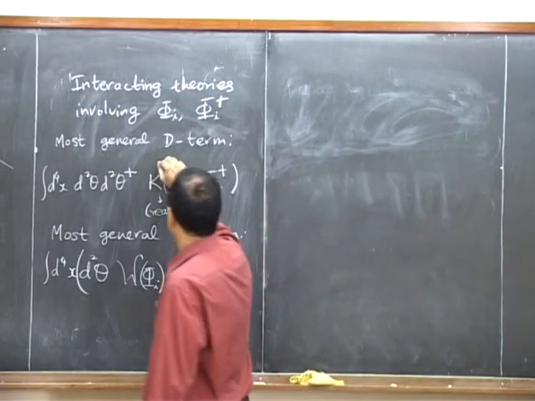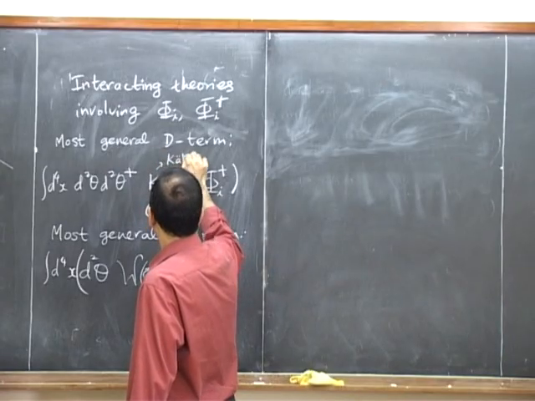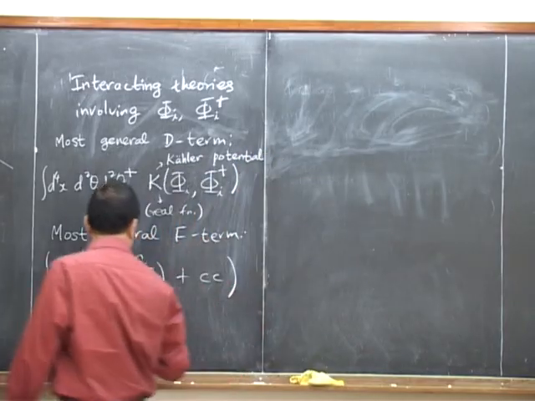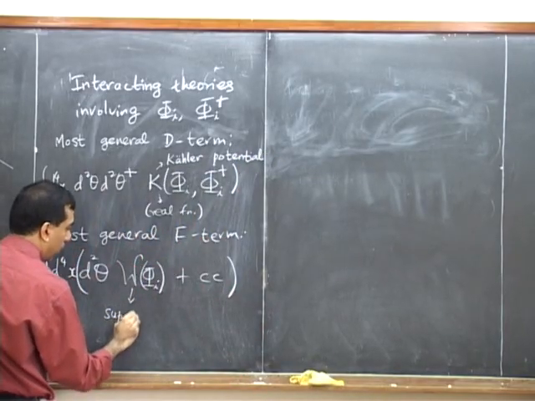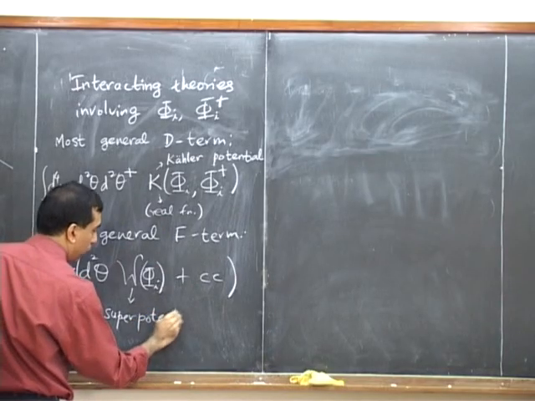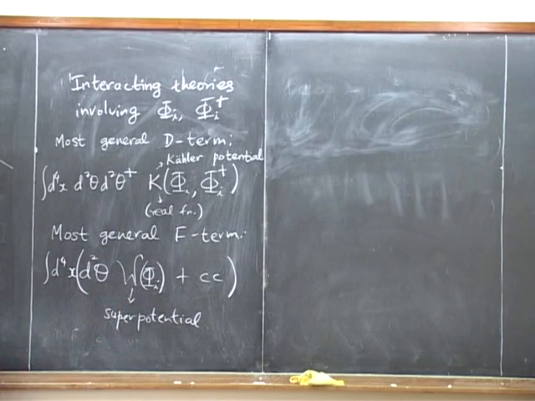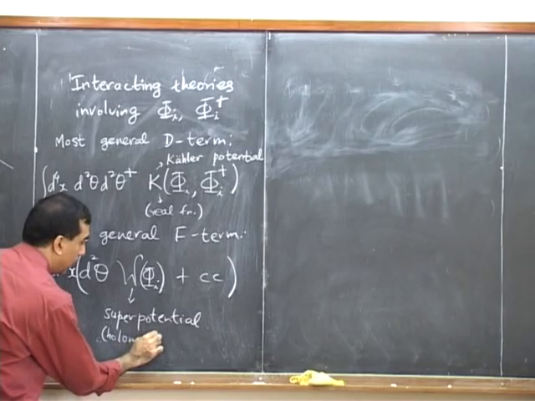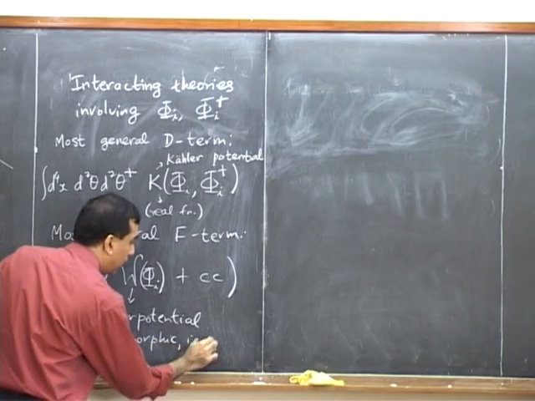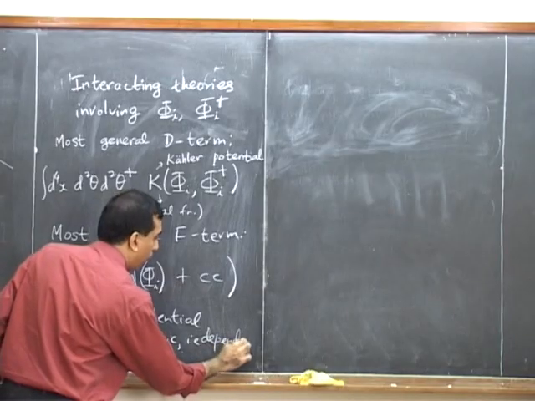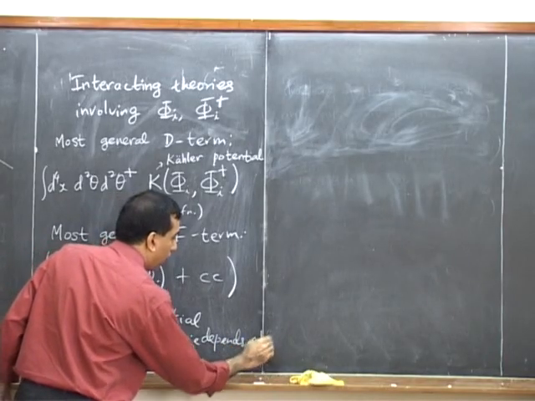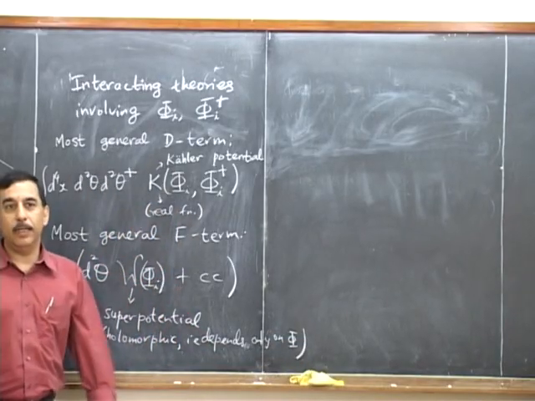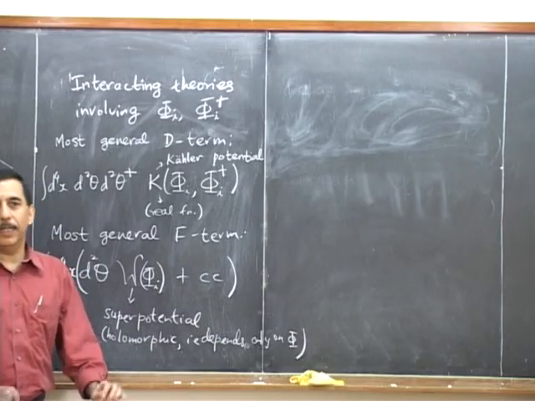So let me give some names. This goes by the name of scalar potential, and this goes by the name of superpotential. These are just names for now. The important thing to remember is that the superpotential is holomorphic, which is a fancy word for analytic, i.e. depends only on phi, while this is real, therefore it must depend on phi and phi dagger in a way that's real.